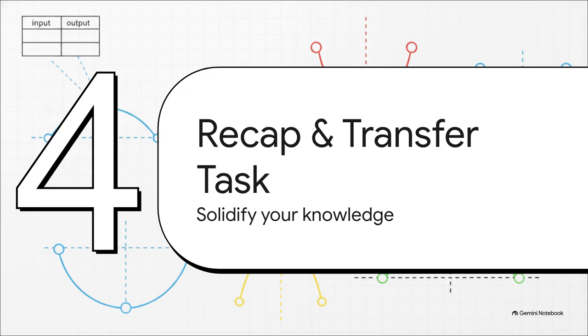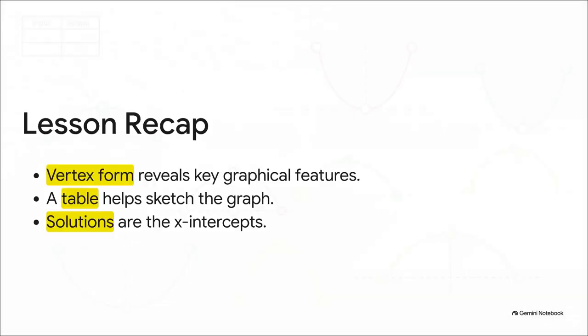Let's lock in what we've learned and give you a final challenge for your own coordinate plane. Vertex form, y equals a times the quantity x minus h squared plus k, clearly reveals the vertex, axis of symmetry, width effect, and direction of a parabola. We can use a table centered on that vertex to plot symmetrical points and sketch a highly accurate graph. And remember, solving a quadratic equation visually simply means locating its x-intercepts, keeping in mind that there may be 2, 1, or 0 real solutions.